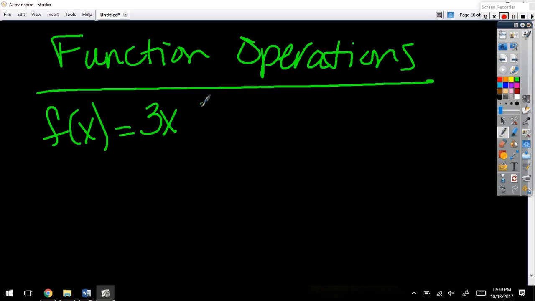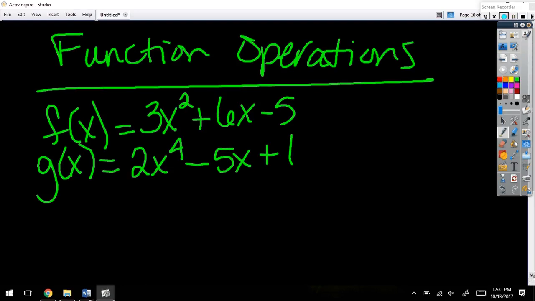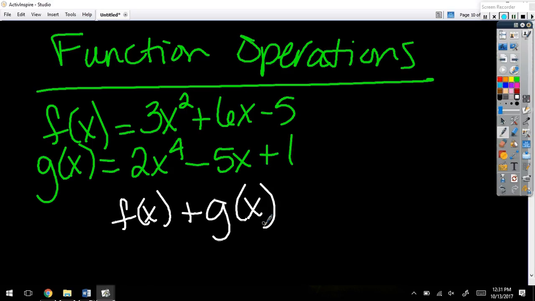Let's say f of x is 3x squared plus 6x minus 5. And then maybe I tell you that g of x is 2x to the 4th minus 5x plus 1. With function operations, the functions will be defined initially, and then they'll say, okay, if that's true, tell me what is f of x plus g of x. So tell me, when you add functions together, what do you do? Combine like terms. That's all it is.